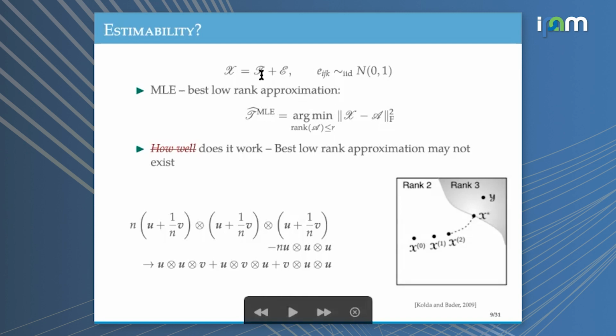Suppose I even tell you, for example, this signal just has rank 2, just like what Alex and I discussed earlier. Suppose I know the rank is 2. Now what's the MLE? I'm trying to find a rank 2 tensor A so that I minimize the squared Frobenius norm of the difference between the two. The issue is here.